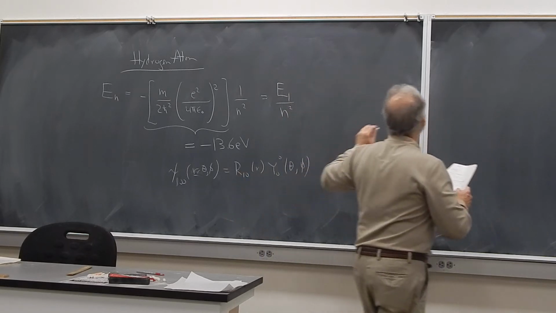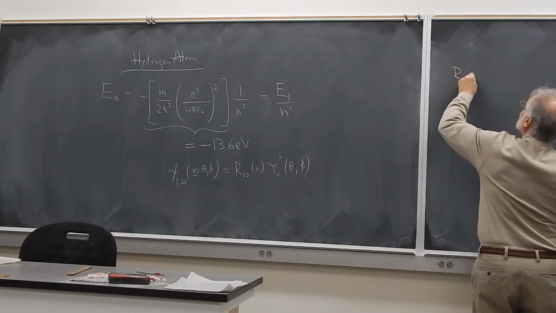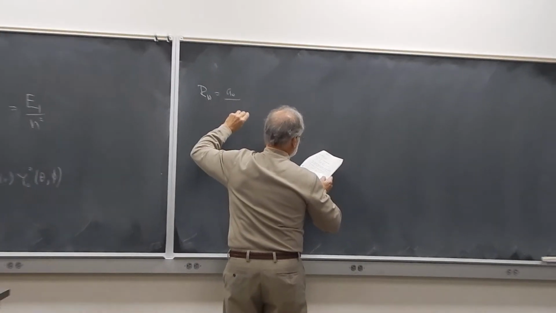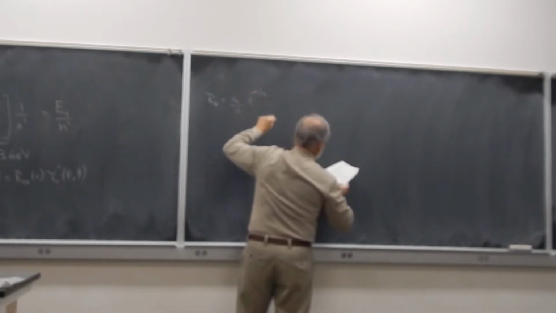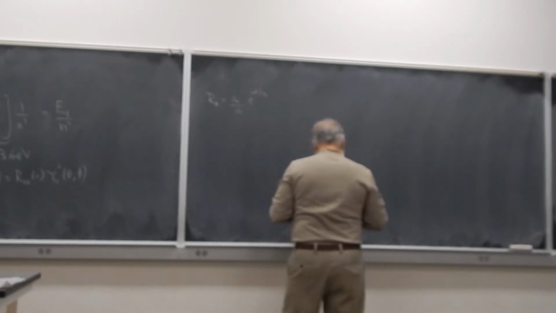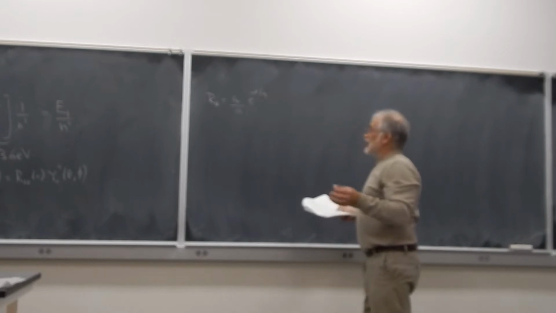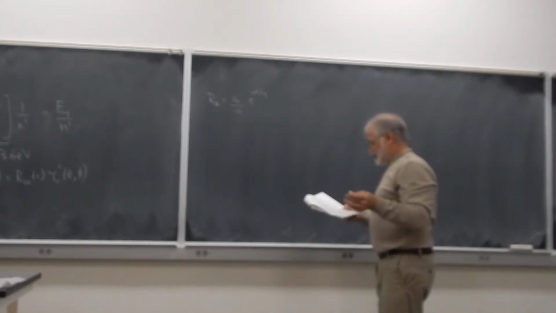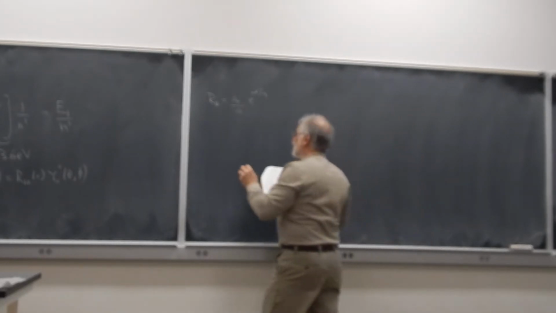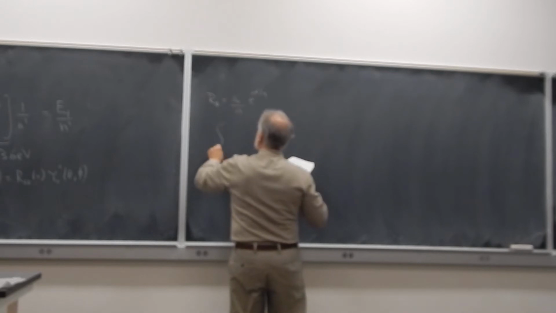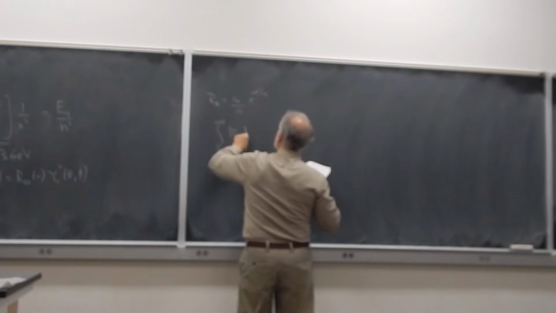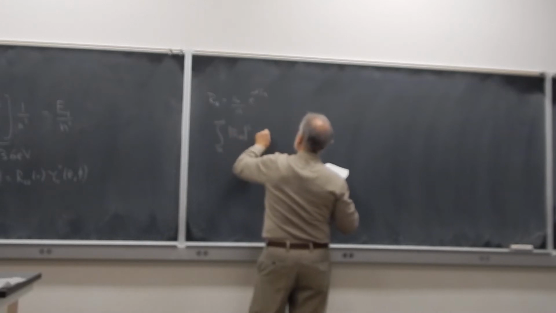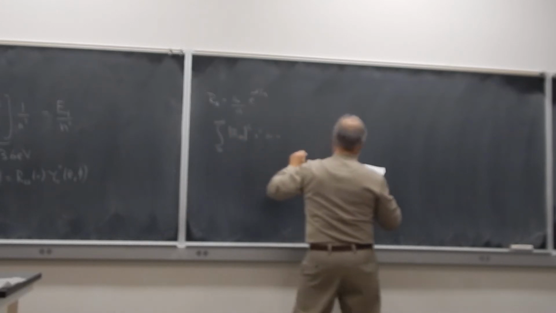R 1, 0 is equal to A naught, the Bohr radius, over A times e to the minus r over A. And that's because the recursion formula terminates after the first term. We want to normalize the wave function. The integral from 0 to infinity of R 1, 0 squared, r squared dr has to be equal to 1.